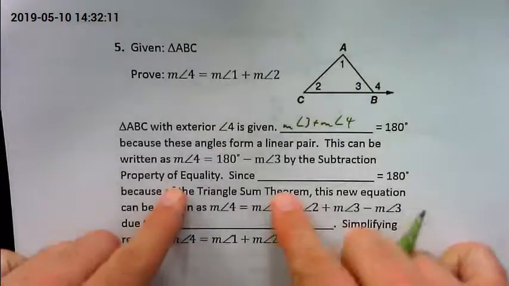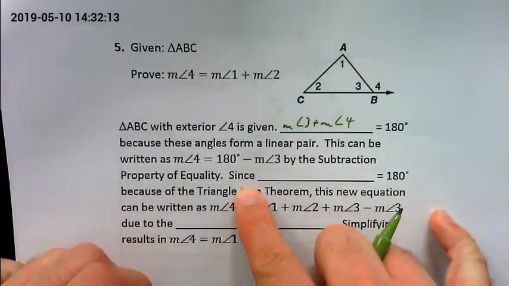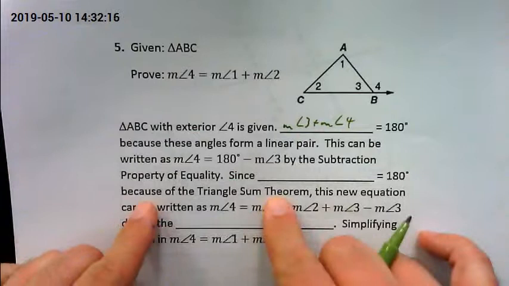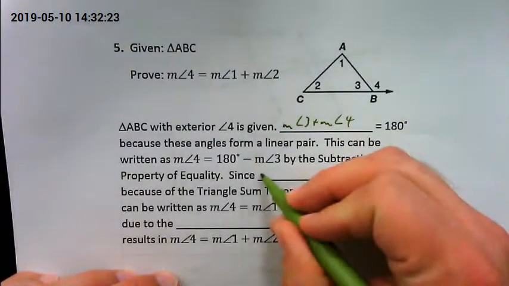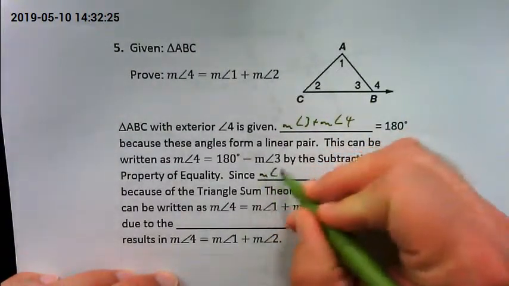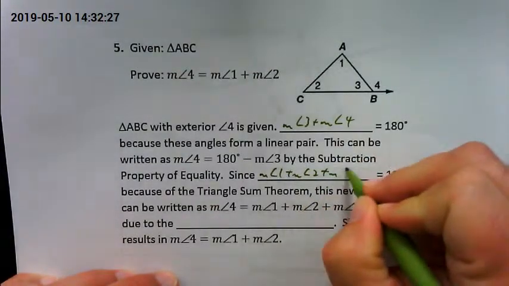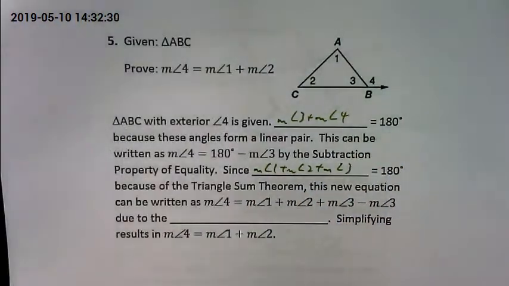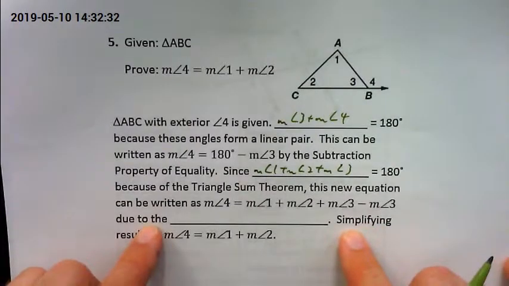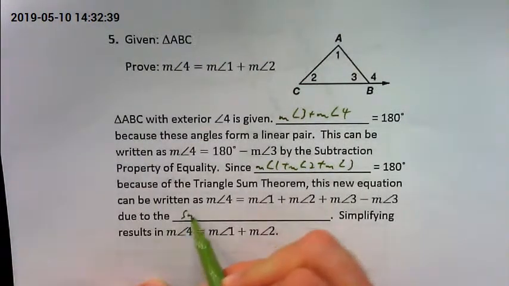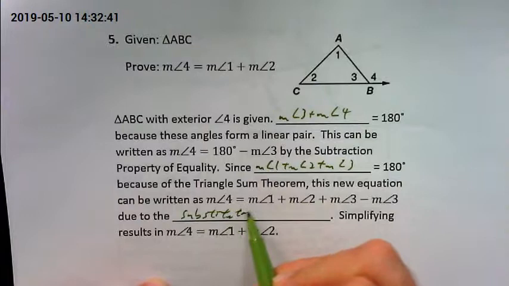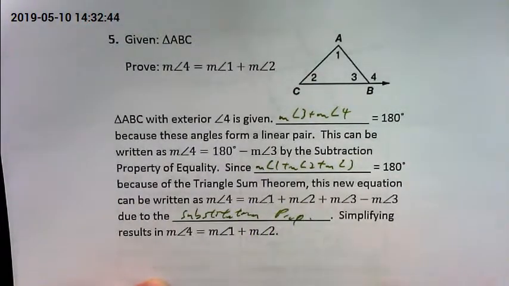So, since blank equals 180 because of triangle sum theorem. Well, triangle sum theorem says all three angles equal 180. So, 1, 2, and 3 equal 180. We still have 2 minutes. And yeah, okay, we're out of time. But this would be substitution. And we're done with that one.